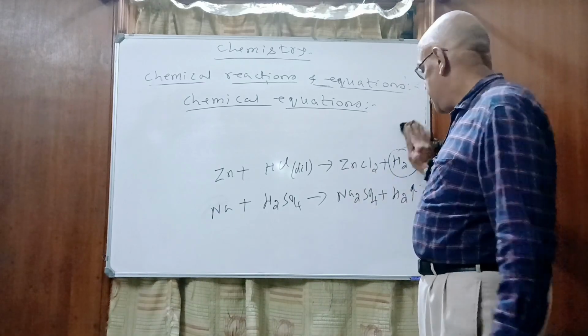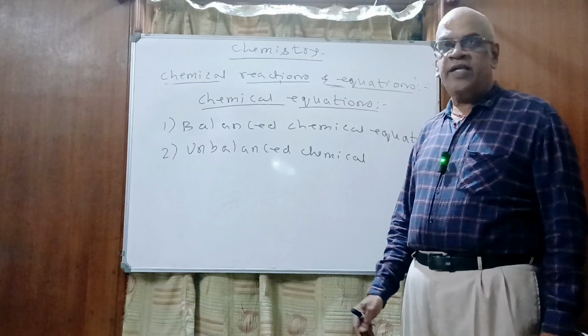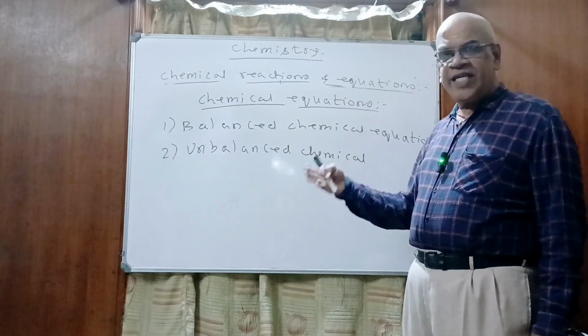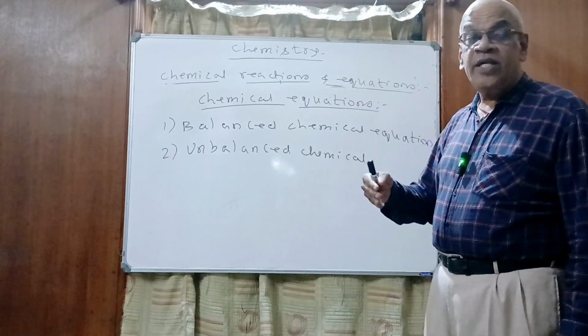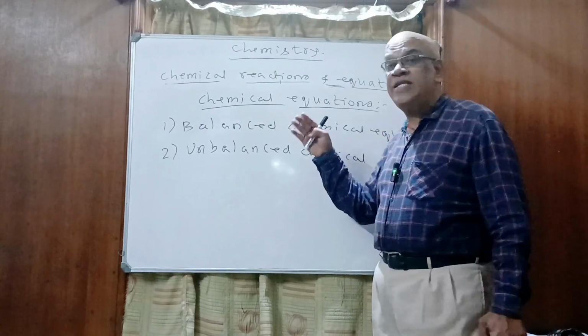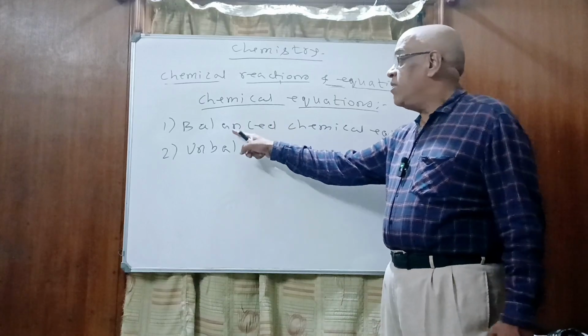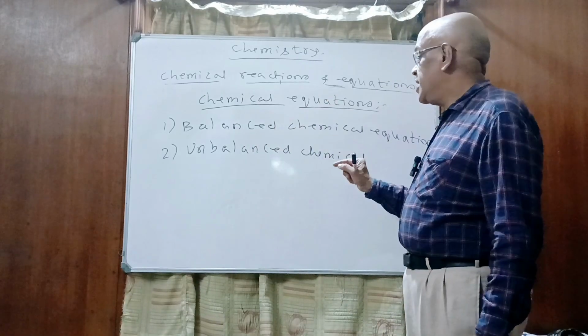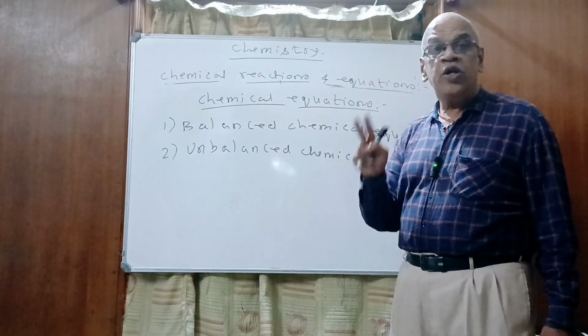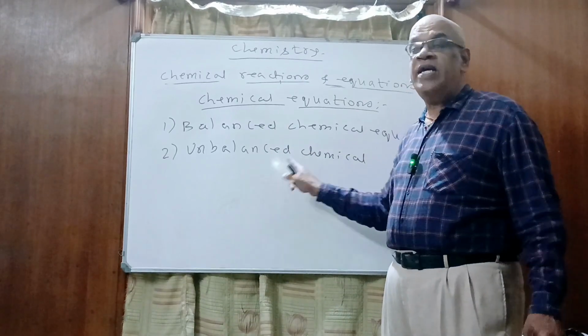Understood? Yes. Children, next, types of chemical equation. See, again and again I keep telling this. Why do I keep telling this? To make you understand, to realize that chemistry is damn easy. See, what is the next topic? Types of chemical equation. Chemical equations are of how many types? Two types: balanced chemical equation and unbalanced chemical equation.